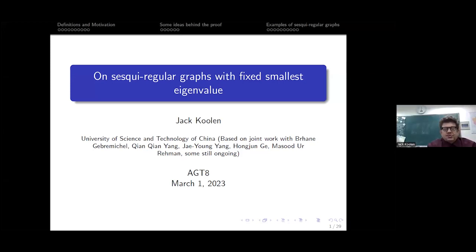Okay, thank you. So I will talk about sesqui regular graphs with fixed small eigenvalue, and this is based on joint work with Baron Michael, who's sitting next to me, but you don't see him. Yichang, who is now a lecturer at Shanghai University. Yang, who is now working at Samsung company. Ge is a current PhD student, and Masoud Rehman is working in Turkey.